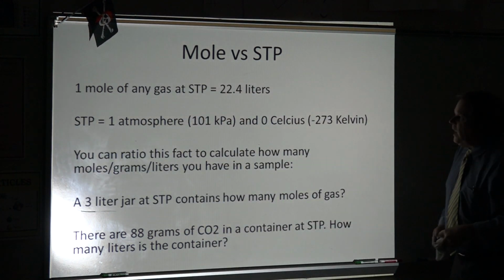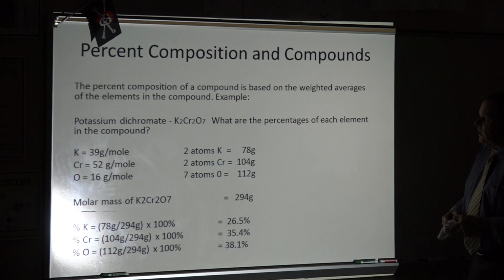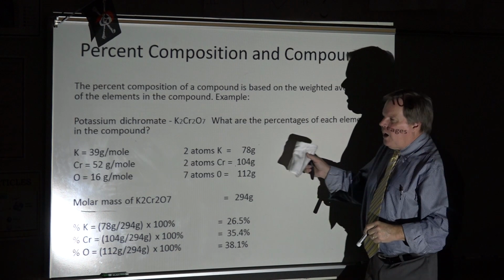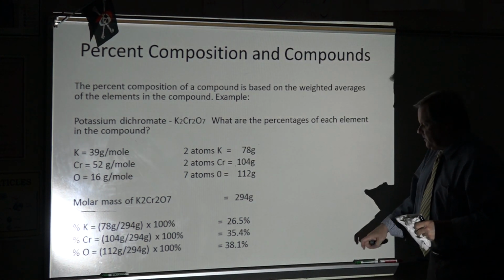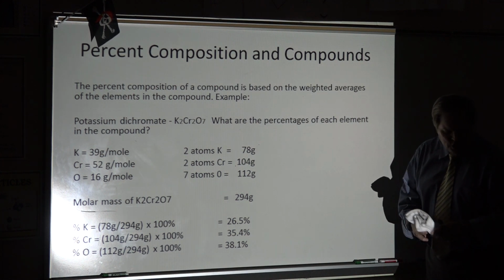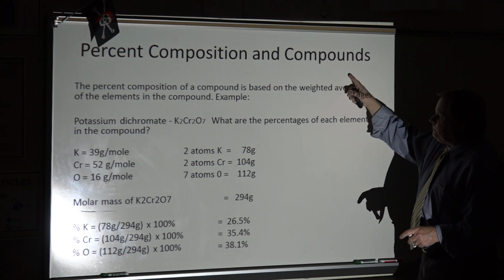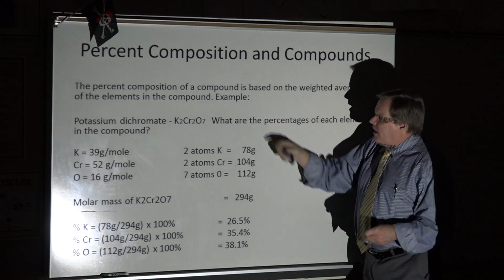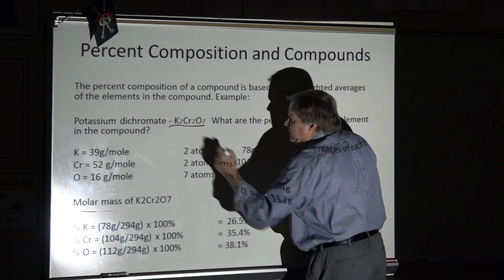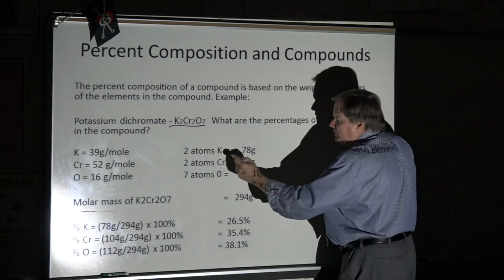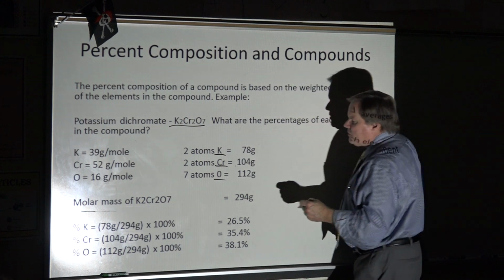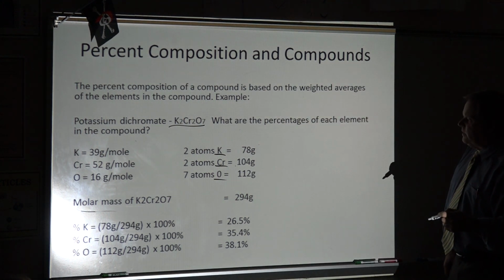All right, next slide. It's a pretty short PowerPoint, but one of our most complicated concepts is something called percent composition. What percent of a given compound, potassium dichromate in this case, is each of the 3 atoms that make up that compound? So here's our step. Again, another 2-stepper.